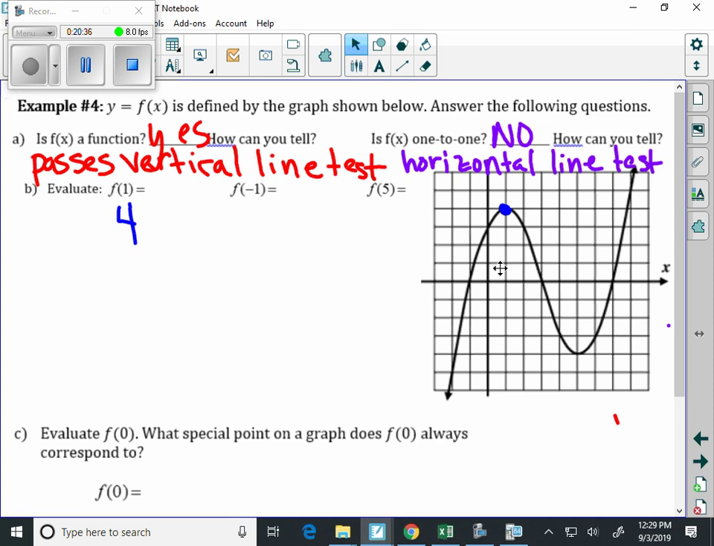f of -1. We did this with equations on the front of the notes, but now f of -1, we find -1 because x is our input, and we want the corresponding y value to go with -1, which is 0.